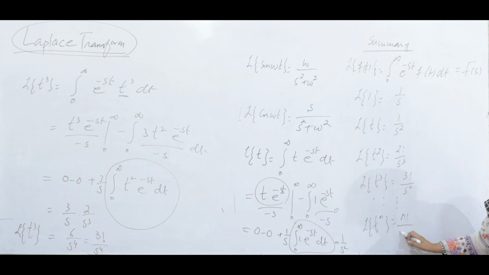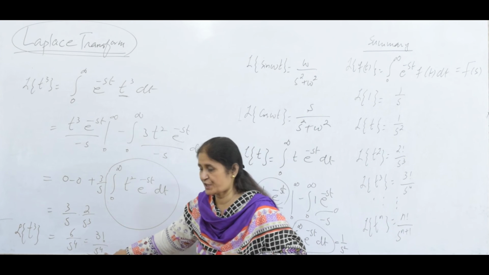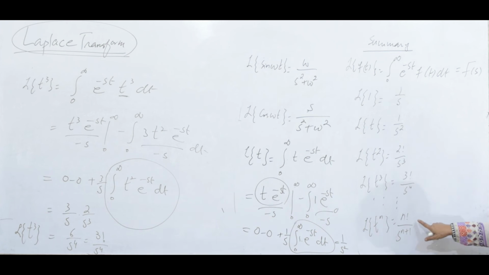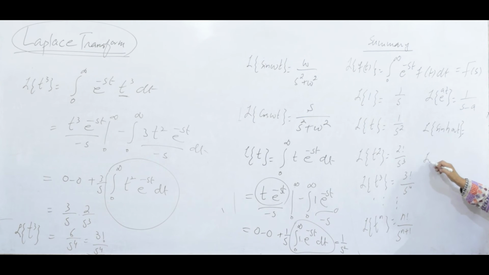And t to the n is n factorial over s raised to the power n plus 1. This we have tried. Look at that: t cube is 3 factorial over s to the 4, and then t to the n is n factorial over s raised to the power n plus 1. Laplace transform of e to the at is 1 over s minus a. Laplace transform of sine hyperbolic at, and cos hyperbolic at.